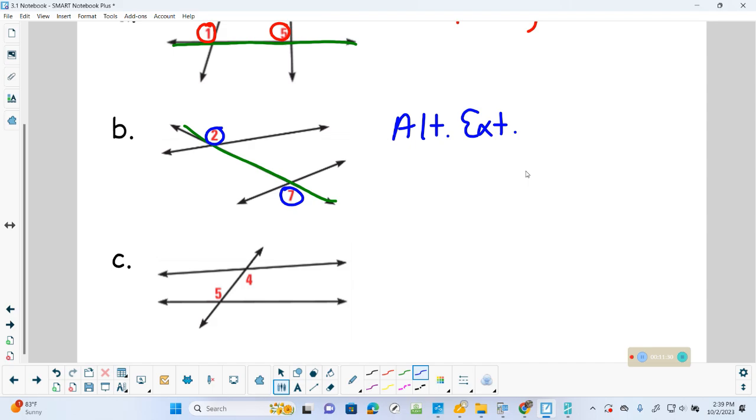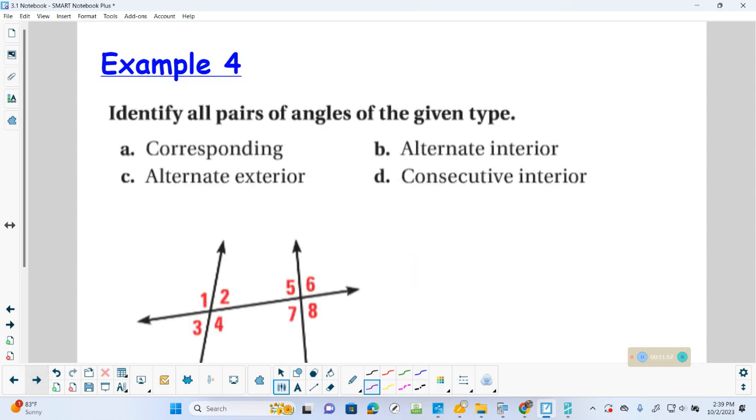Okay, so same thing. I'm going to highlight the transversal in green. On either side, one on the right, one on the left, so alternate. Interior or exterior? Interior, they're inside the lines. Got it. So that's why I said use the names of the special pairs of angles to help you figure out what's what. Like I said, today we're just going to be identifying different angles.